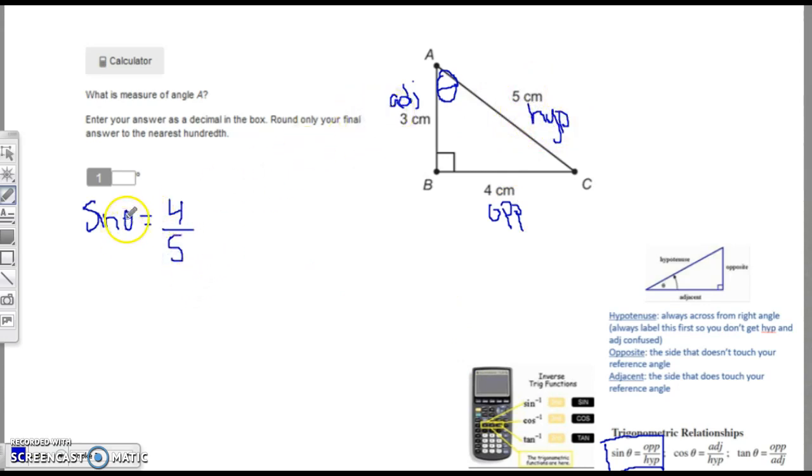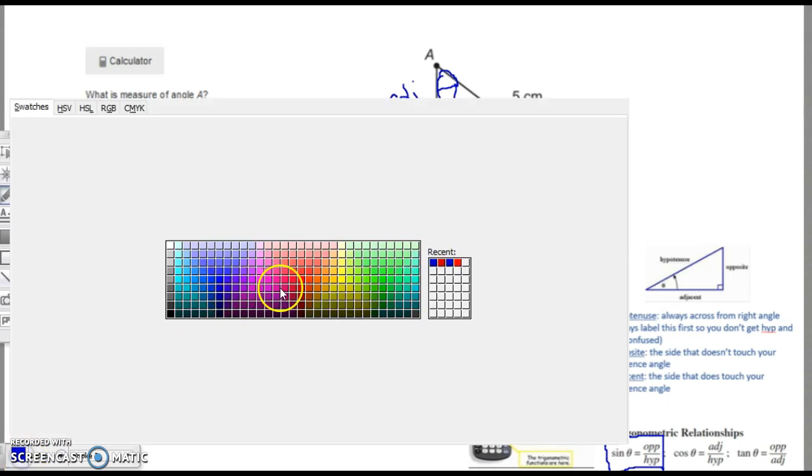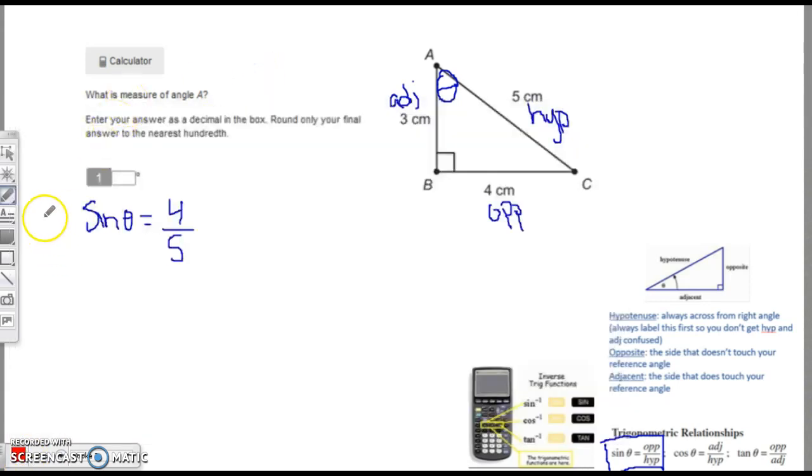Now my goal is to solve for theta. I'm trying to get that by itself, so I need to get rid of sine. And the opposite of sine is to use the inverse sine. So I'm going to put the inverse sine on each side. Kind of had to smush it in there. I should put this in parentheses.